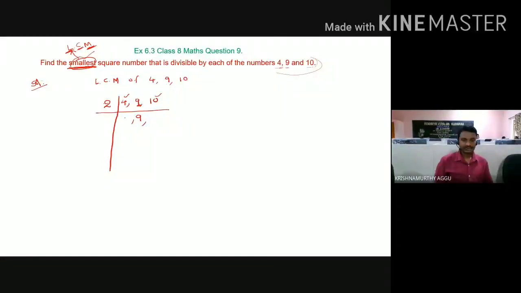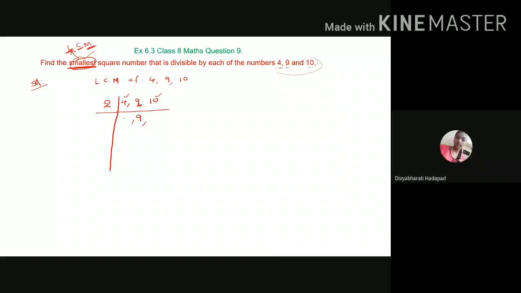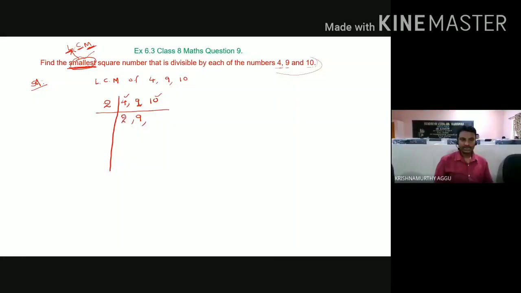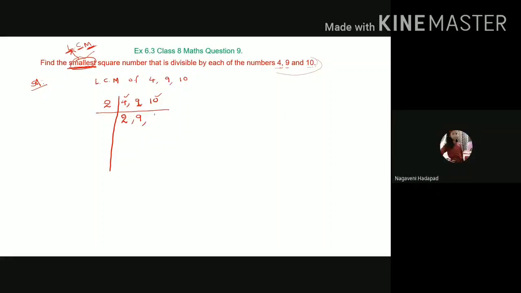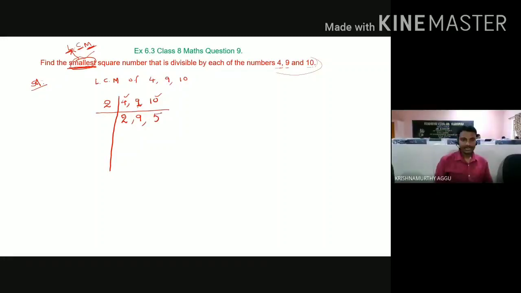How many times 2 in 4? 2 times, 2 twos are 4. How many times 2 in 10? 5 times. You observe here, whatever you are unable to divide exactly, that one you can take as it is.